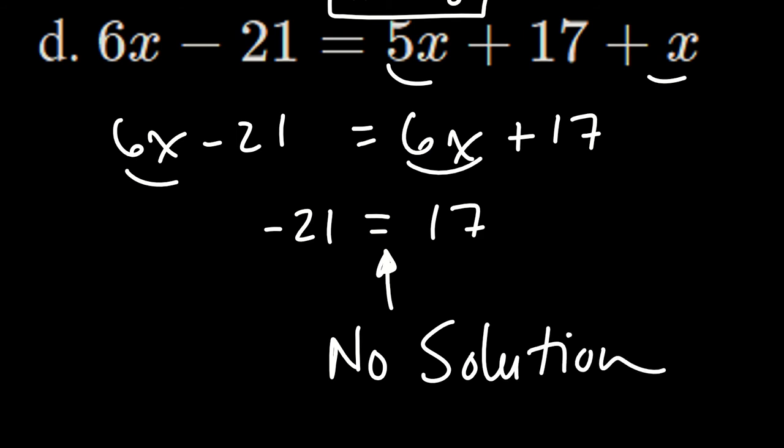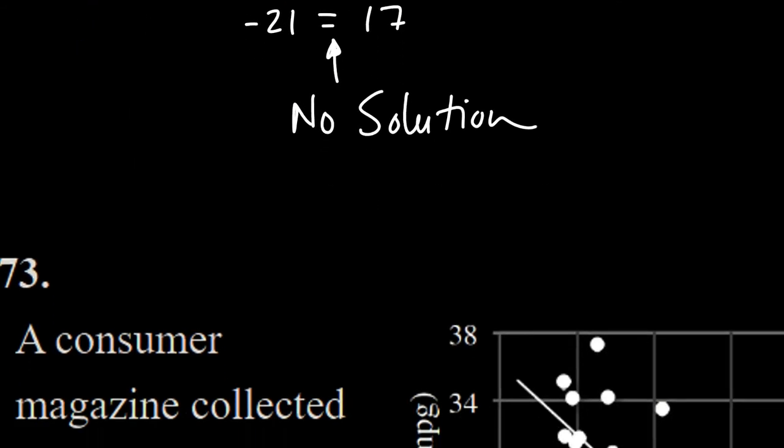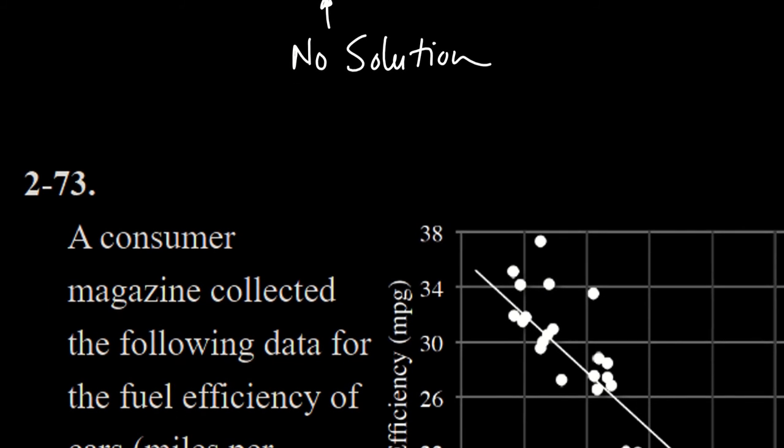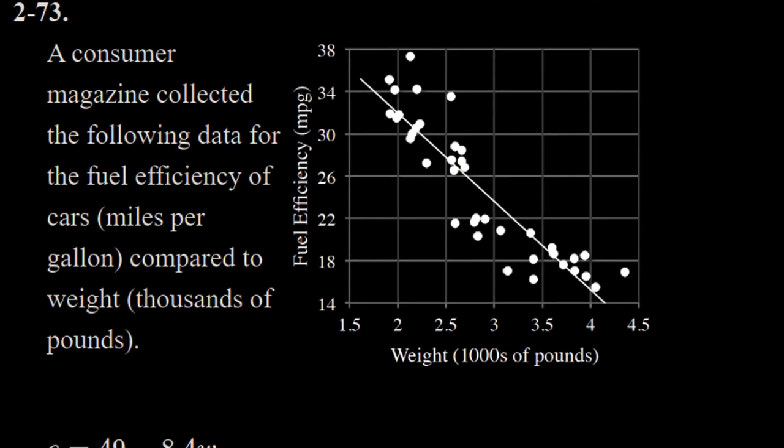I'm never going to get 21 to be the same thing as 17. So no solution there. Let's move on to question 73. Question 73 says a consumer magazine collected the following data for the fuel efficiency of cars, miles per gallon.